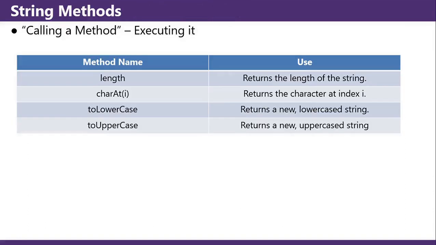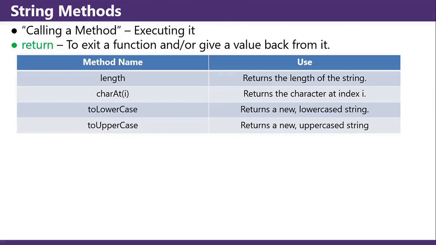String methods. Calling a method is executing it, and returning from a function is to exit a function and/or give a value back from it. Method name length returns the length of the string. Method name charAt returns the character at index i. Method name toLowerCase returns a new lowercase string. Method name toUpperCase returns a new uppercase string.